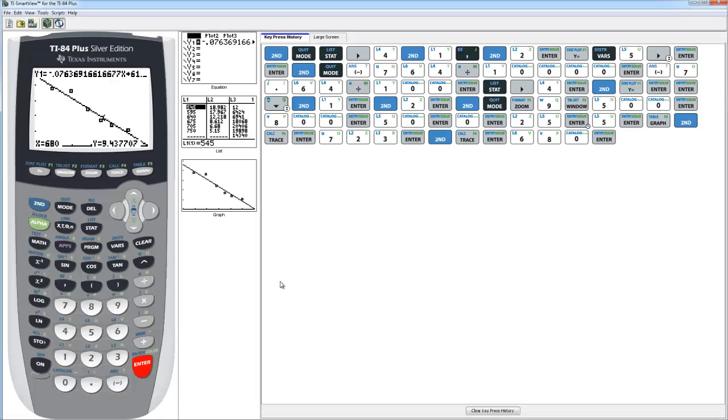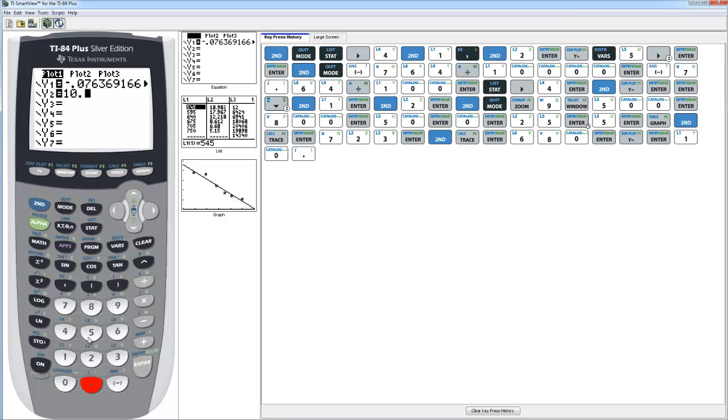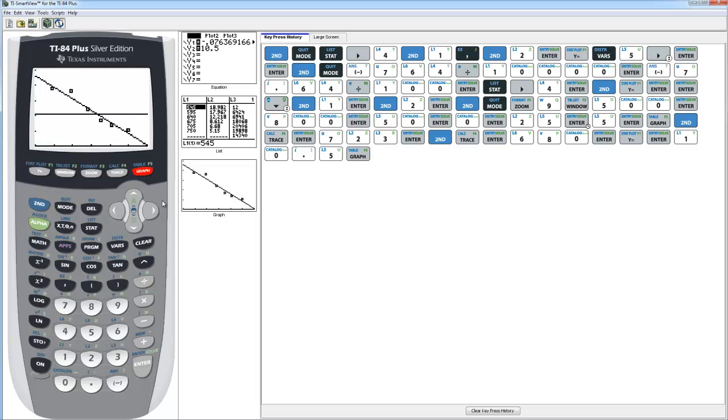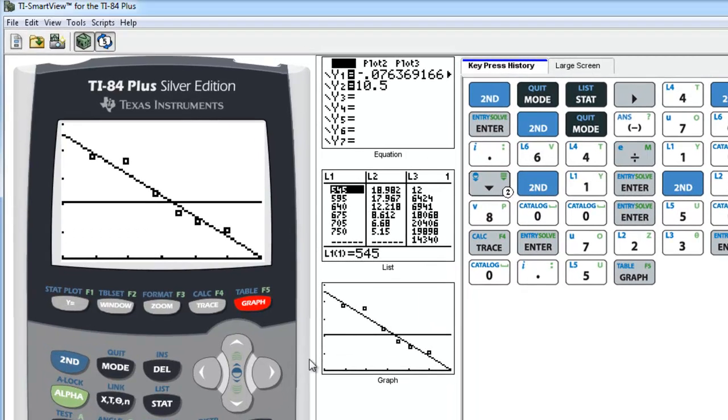And so the slickest way to do this would be as follows. You go back to the Y equals memory register, and we're going to use a second Y sub 2 value here for that interest rate. So we'll put in 10.5. And when we graph that, we find that that's a horizontal line. And so what we're really being asked to find is the X coordinate of the intersection of the horizontal line and the regression model.